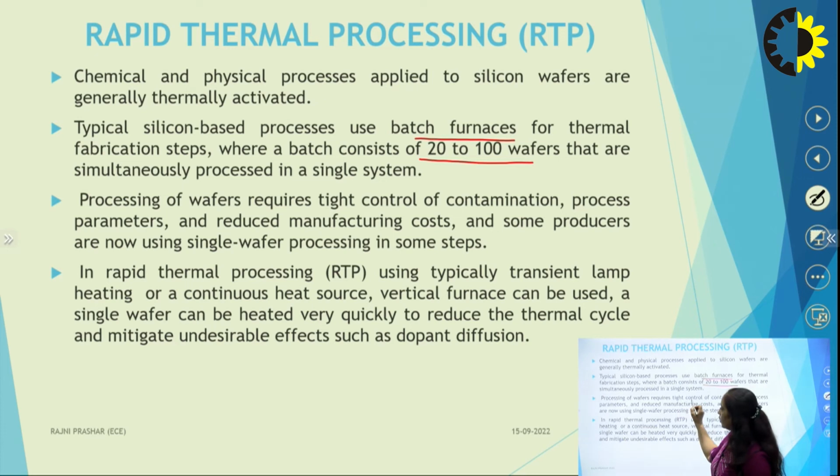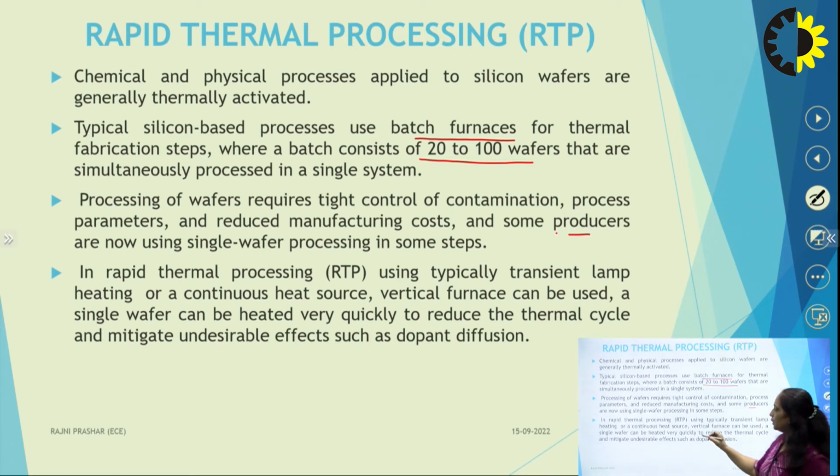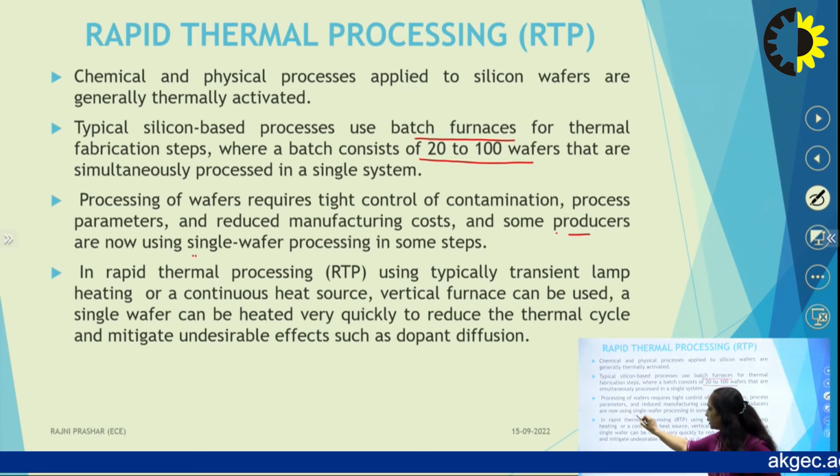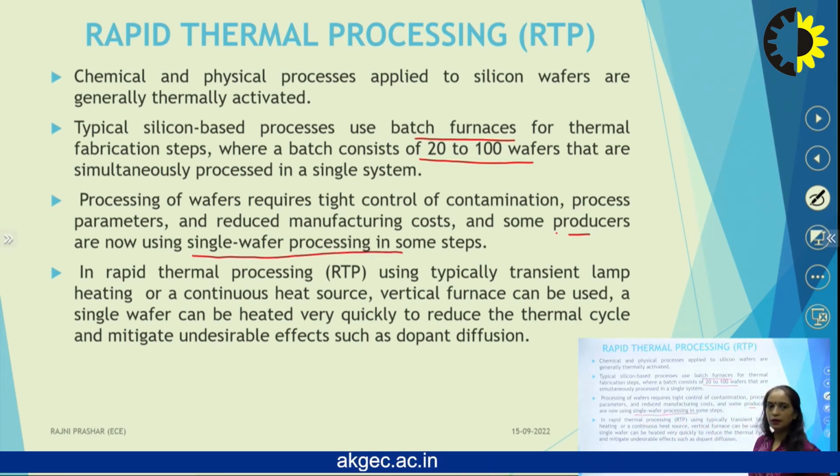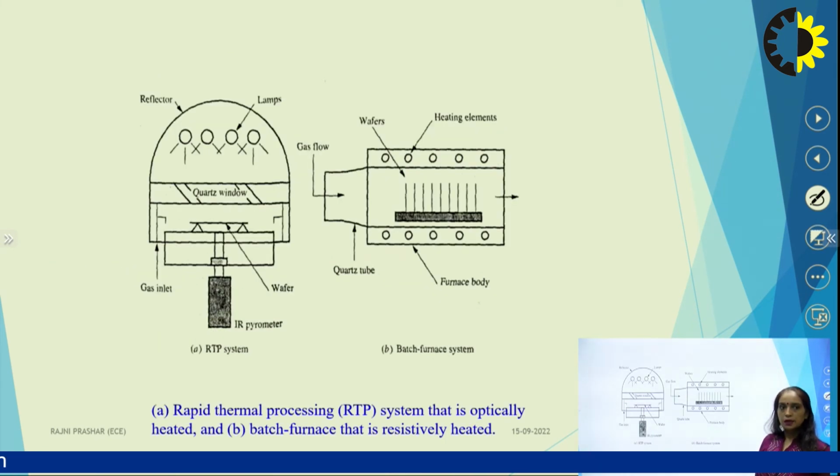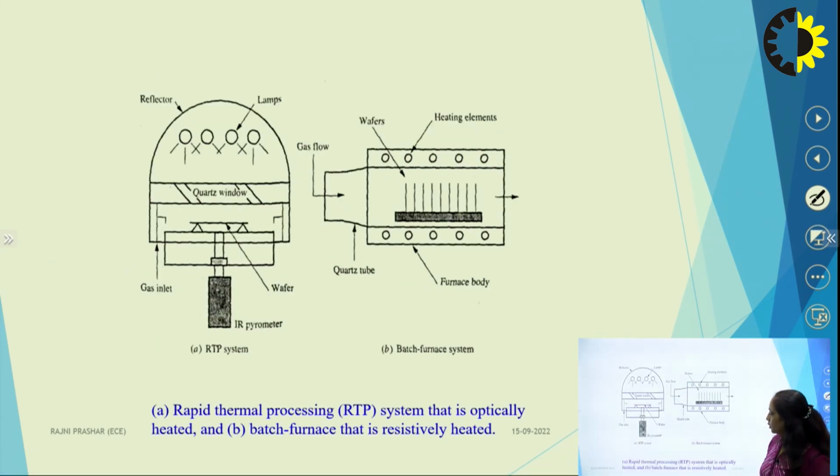The process of wafers requires tight control of contamination and process parameters, and reduced manufacturing cost, and some producers are now using single wafer processing steps in some steps. So these are the furnaces which are used for thermal processing, rapid thermal processing.